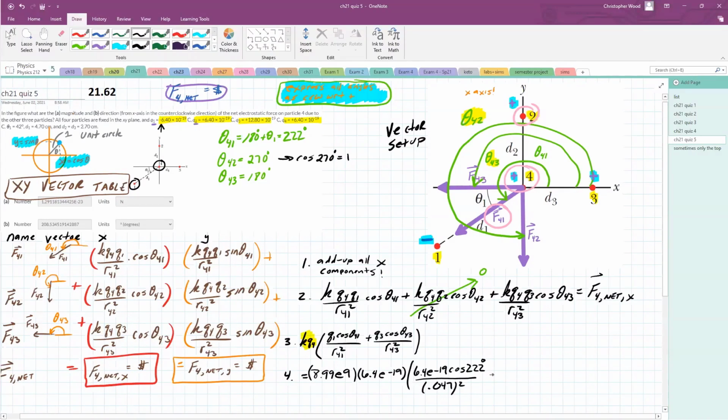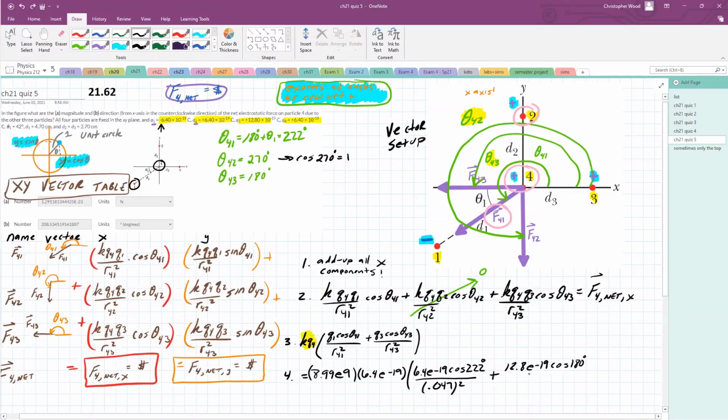All right, plus q3. q3 is 12.8 times 10 to the minus 19th coulombs. There's q3 times cosine theta 43. Cosine of theta 43 is cosine of 180, which I know is -1, but it's fine.